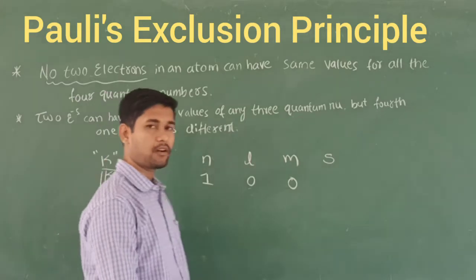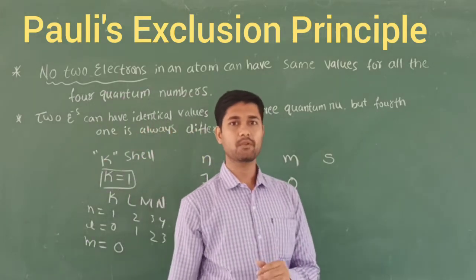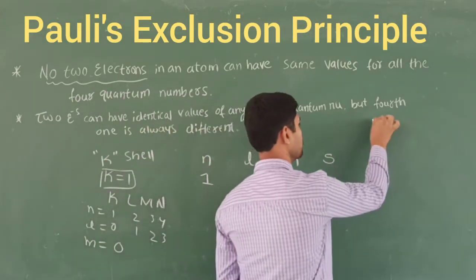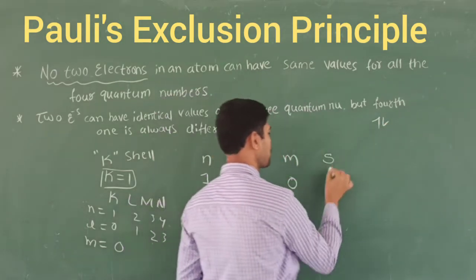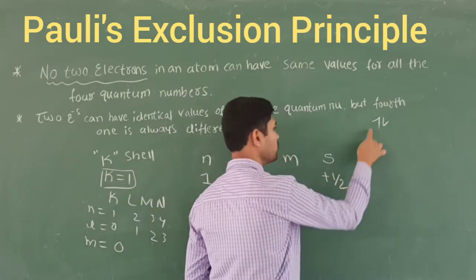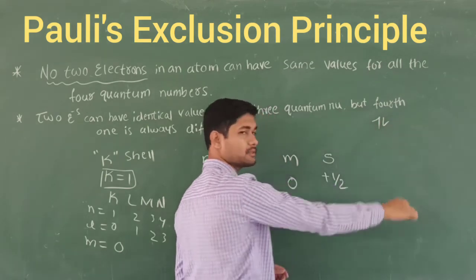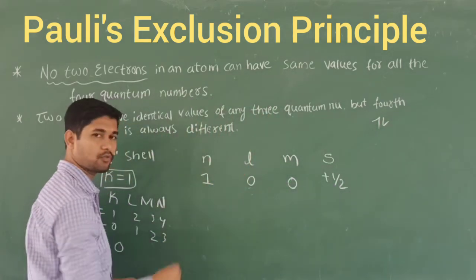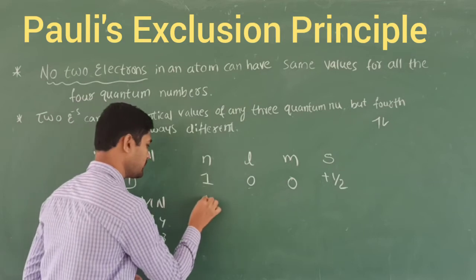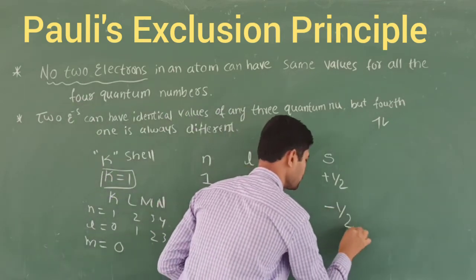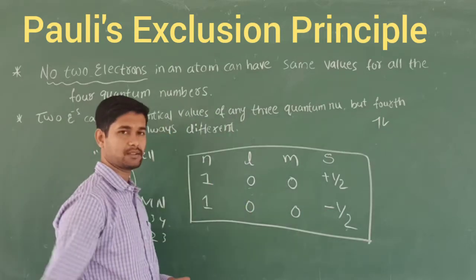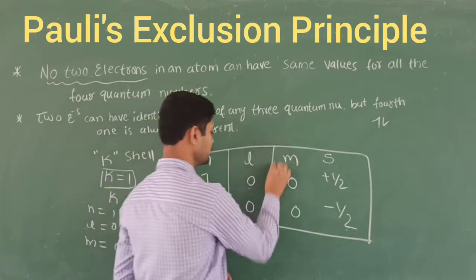You know that in an orbital, one electron has a clockwise direction and another has an anti-clockwise direction. One will have plus half, another will have minus half. I am also going to take further, say n is equal to 1, l is equal to 0, m is equal to 0, and one more with minus half. So this will be the chart, right? So you can see here.